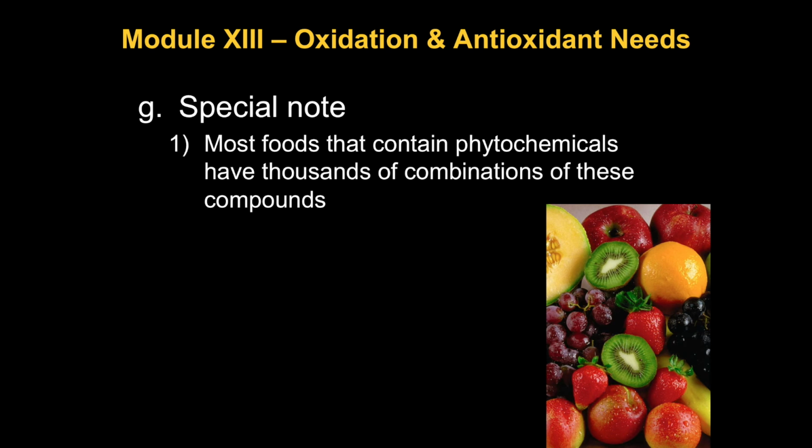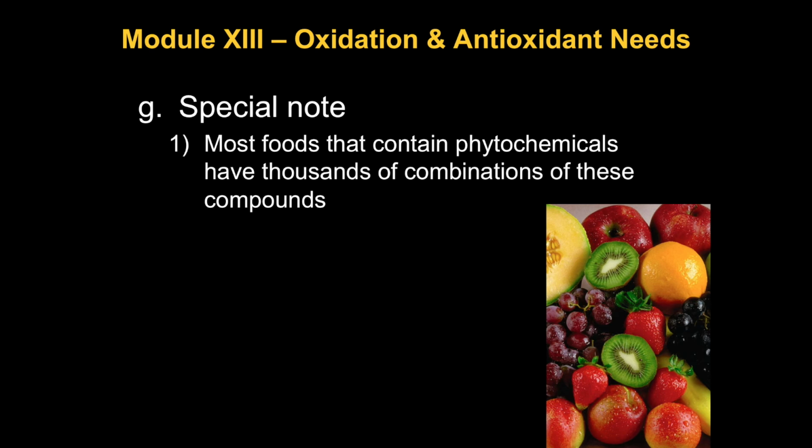One of the special notes here that I think is really important going along with what I just finished saying is that, when we ingest fruits and vegetables and things like garlic, etc., these plants have thousands of phytochemicals, and there are lots of combinations of these compounds. And one of the things that I'd like to impress upon you is that when you're evaluating the scientific literature, it is very difficult to isolate these compounds.